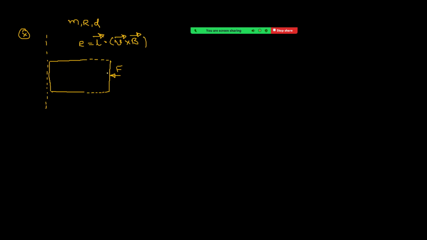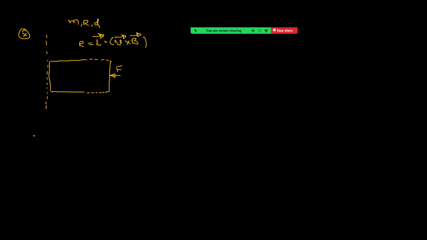Coming to this one, it is not in the field. So only this is now in the field. So across this EMF is induced. So L bar and V bar, and B bar is into the board. So all three vectors are mutually perpendicular, right? So EMF is now BLV, right?